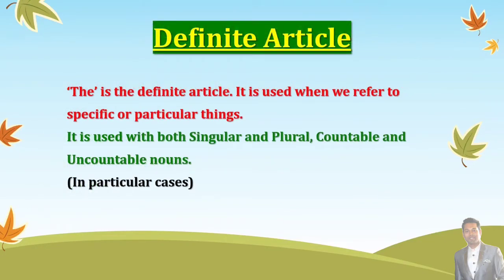Definite article. That means to particularize. And there's just one definite article, that is the. It is used when we refer to specific or particular things. So we cannot use it in general. This article will only be used for specific or particular things. It is used with both singular and plural and with countable and uncountable nouns. That means whether the noun before which we are using it is singular or plural, it does not matter. Whether it is countable or uncountable, even that does not matter. What matters is that this article can only be used with particular cases.